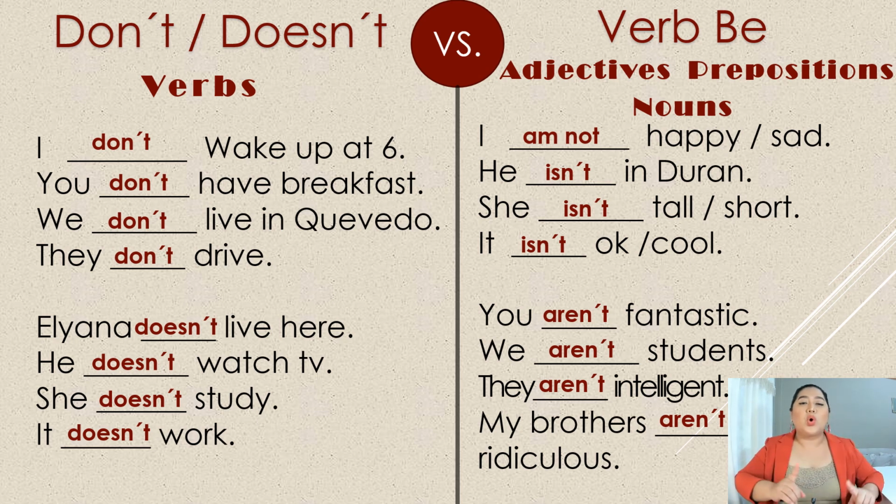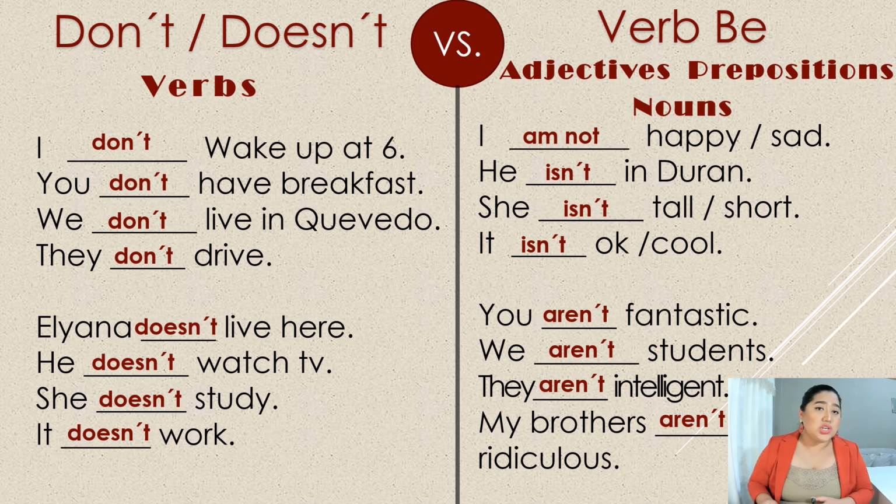One more time. We need to use the auxiliaries don't or doesn't when we have a verb in the structure. I don't wake up. You don't have breakfast. We don't live in Quito. She doesn't study. All of these are actions, activities.